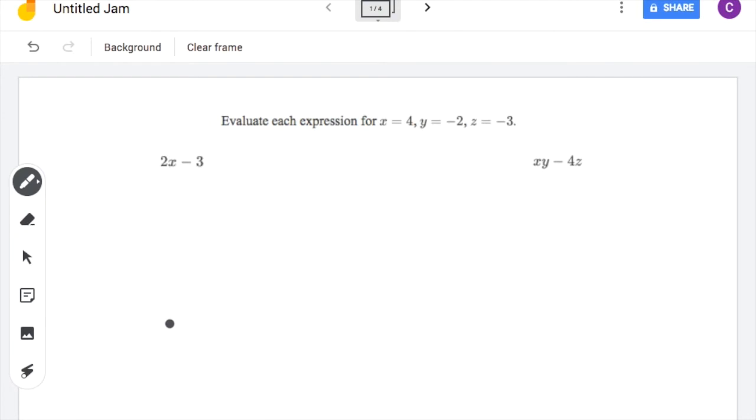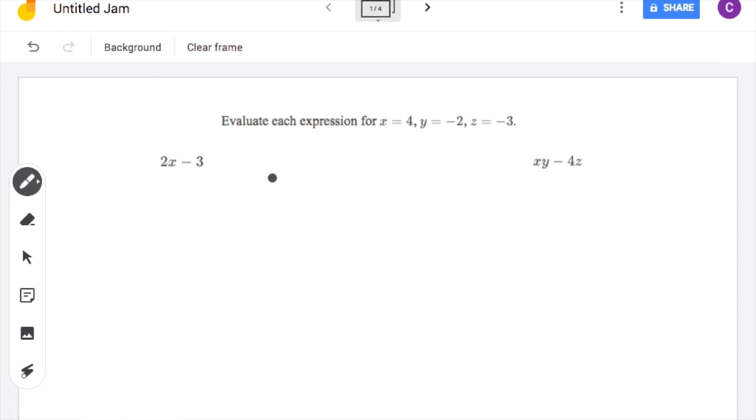Let's get to it. Okay, today we're going to work on evaluating expressions. Evaluating expressions is when you have an expression like 2x minus 3 and you're given values for the variables. In this expression, they said that they want you to evaluate each expression for x when it's equal to 4, y when it's equal to -2, and z when it's equal to -3. So it's a very simple concept. Basically, you're plugging in the values that they gave you into the variable that matches.